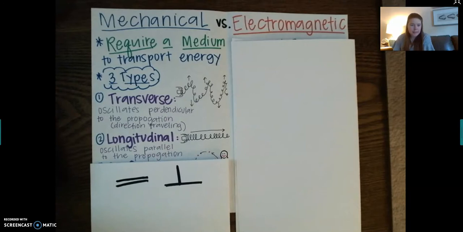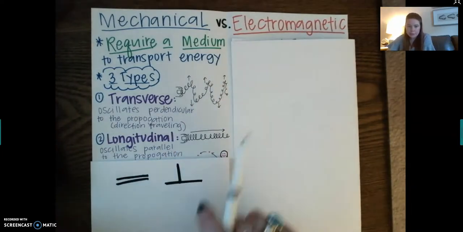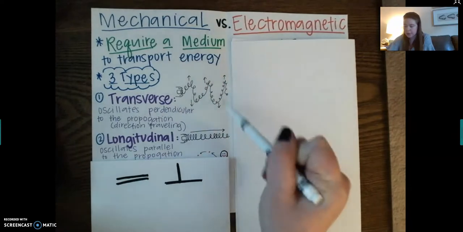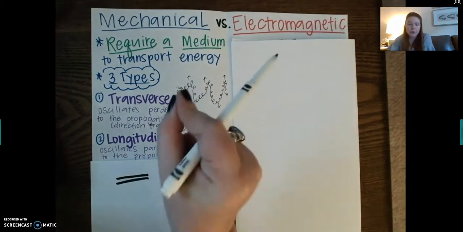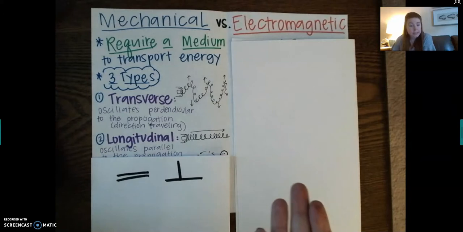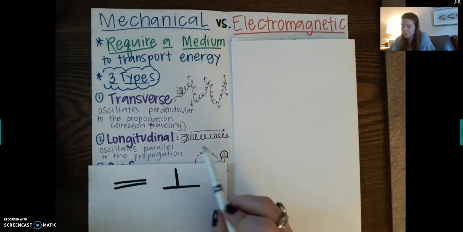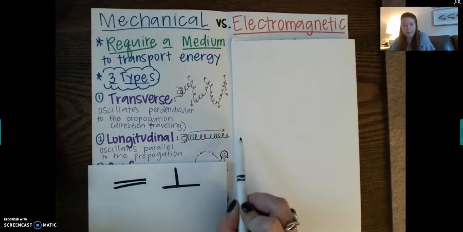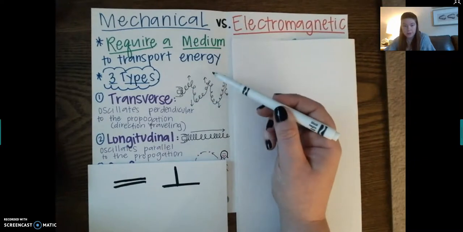Longitudinal is going to be our second type of mechanical wave. Longitudinal waves are also going to oscillate, but in a different way. They're going to oscillate parallel to the propagation. So what that means is, instead of moving my hand back and forth with my slinky to make this shape, instead I'm going to move my hand forward and backwards. It's going to send a wave down the slinky, but the way that the wave travels looks different, right? So a longitudinal wave is going to move down the wave parallel to the direction of movement, rather than perpendicular.